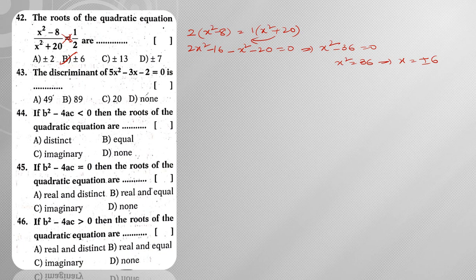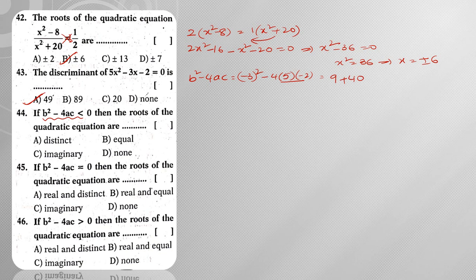Next, 43, find out the discriminant. So discriminant is nothing but b square minus 4ac. So what is b here? b is minus 3, whole square, minus 4 into a is 5, c is minus 2. So minus 3 whole square is 9 plus 5 2s are 10, 10 4s are 40. So 40 plus 9 is 49.